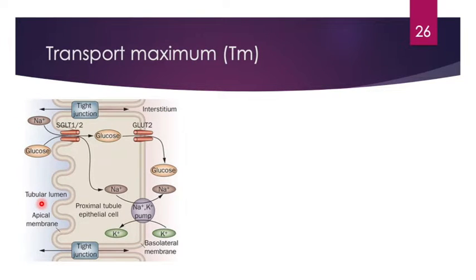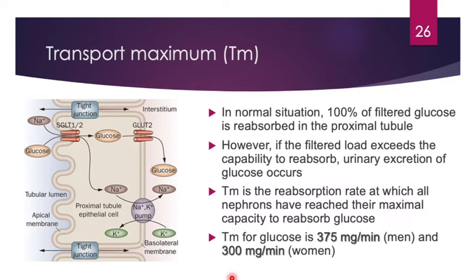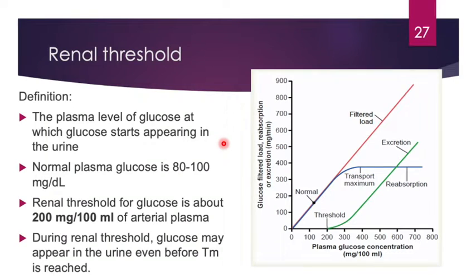So Tm is the reabsorption rate at which all nephrons have reached their maximal capacity to reabsorb glucose. Tm for glucose is 375 mg per minute in men and 300 mg per minute in women. Now, renal threshold. Renal threshold is the plasma level of glucose at which glucose starts appearing in the urine. Let's take a look at this graph.